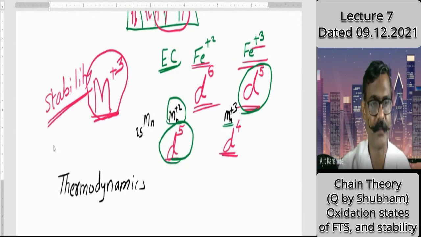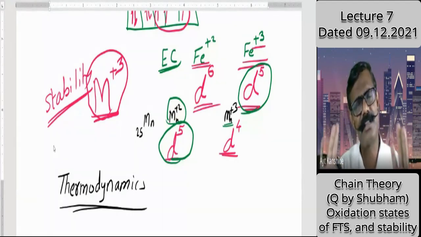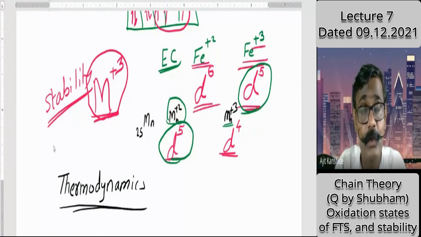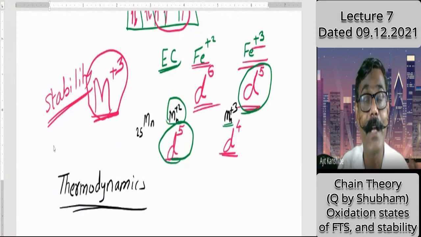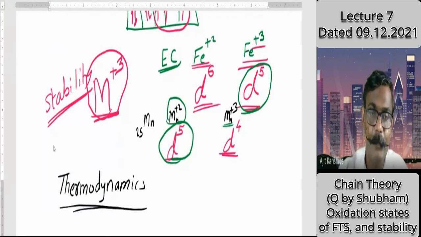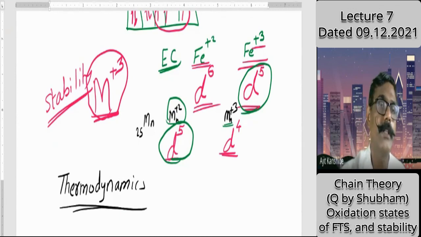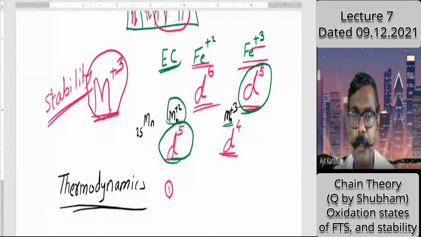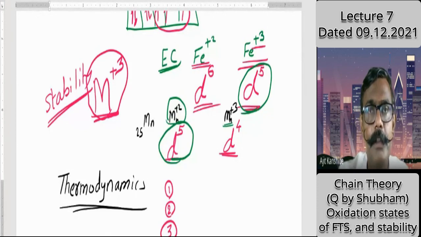Electronic configuration explanations are a vague, general way. But at the beginning, people could not explain why Fe+3 is stable, so they were influenced by the electronic configuration concept to describe the stability. But the main concept is the thermodynamic concept. The thermodynamic concept says the stability of oxidation state depends on 3 factors. Listen carefully.